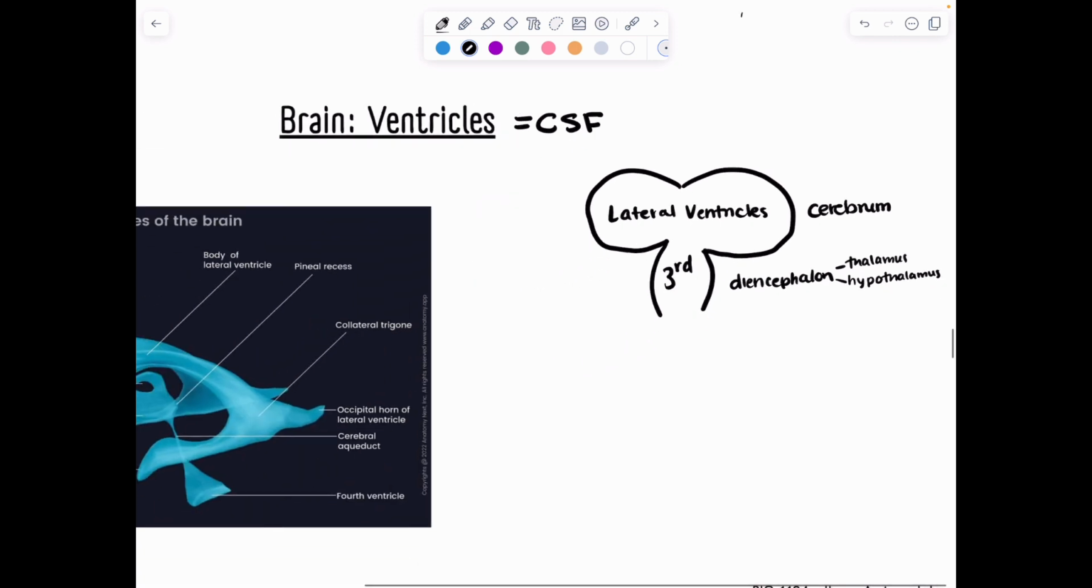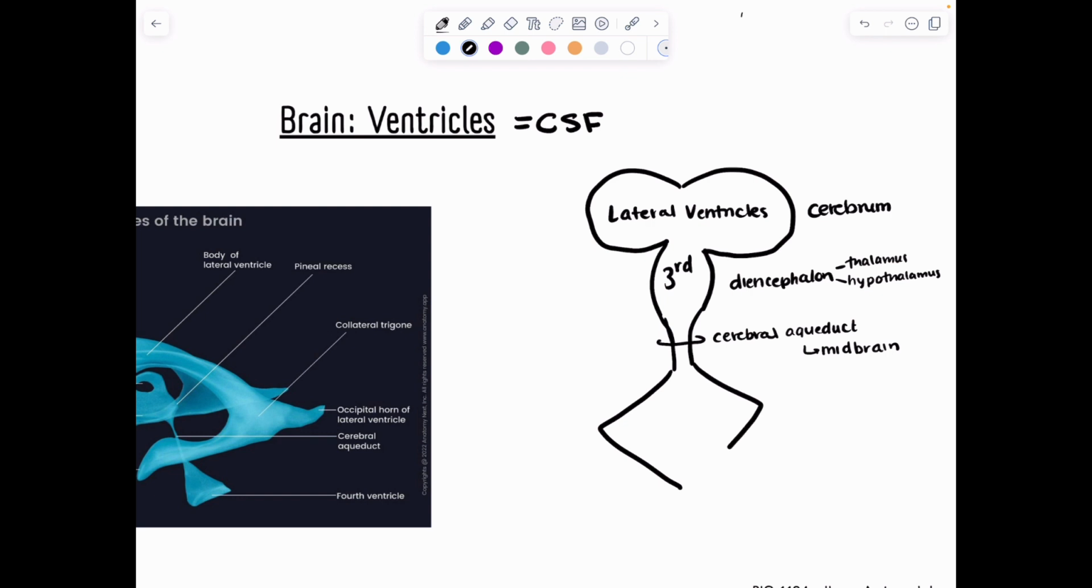That 3rd ventricle is then going to flow into our cerebral aqueduct, which supplies our midbrain. Our midbrain is the most superior part of our brainstem. And then that flows into my little baseball diamond, which is my 4th ventricle, and that is what's going to supply our cerebellum as well as our pons and our medulla oblongata.